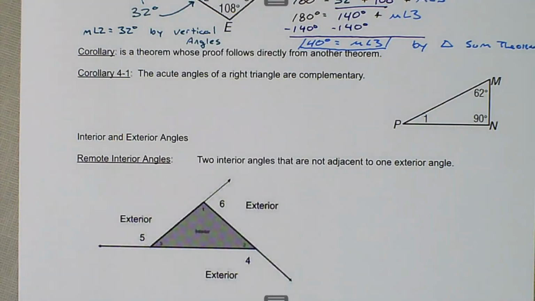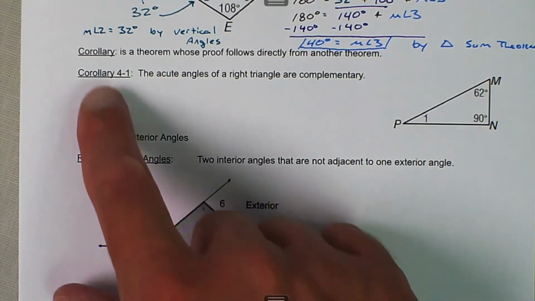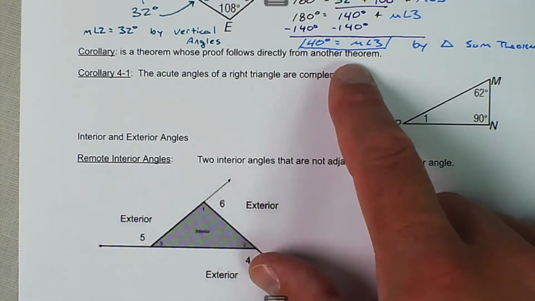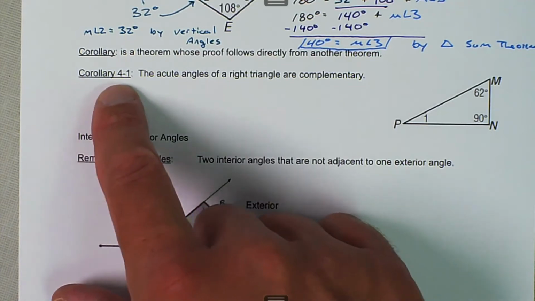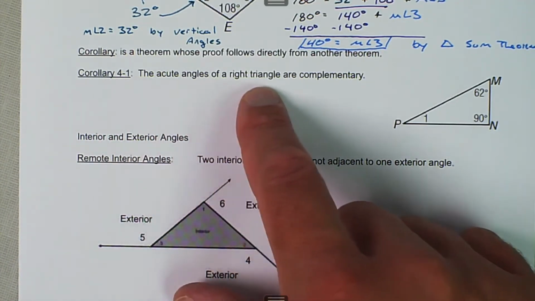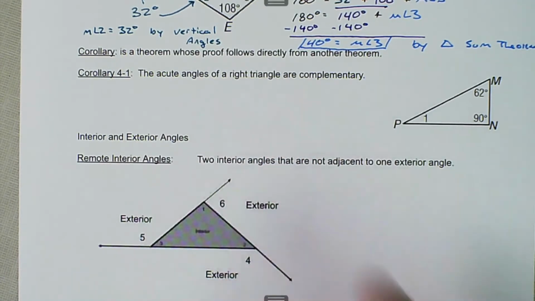We are talking about angles and triangles, and previously we were talking about the Triangle Sum Theorem, and now we want to talk about a corollary to the Triangle Sum Theorem. A corollary is a theorem whose proof follows directly from another theorem. And then we have Corollary 4-1. The acute angles of a right triangle are complementary.